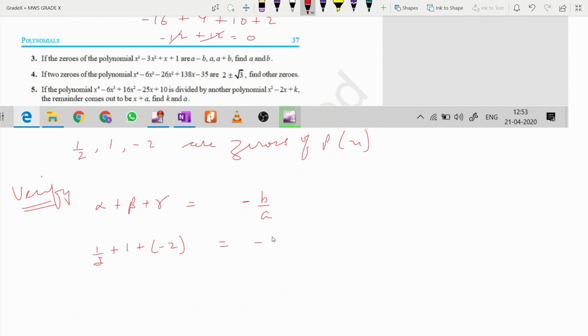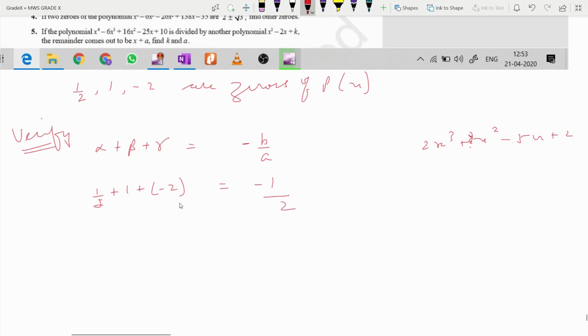So, minus from here and b from the question, because the question is 2x cube plus x square minus 5x plus 2. So this is b out here, this is 1. Okay, so we have written 1, and a is here 2. Let us check whether the LHS is coming minus 1 by 2 or not.